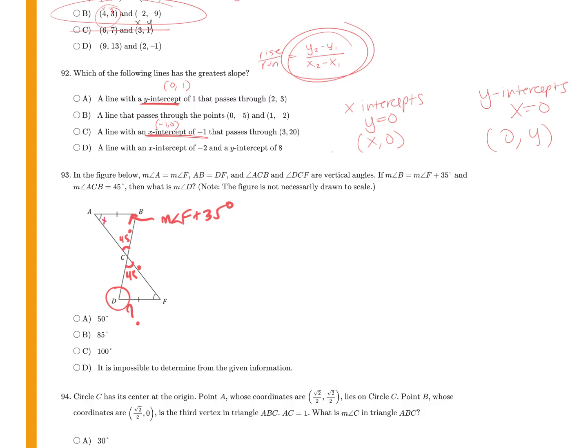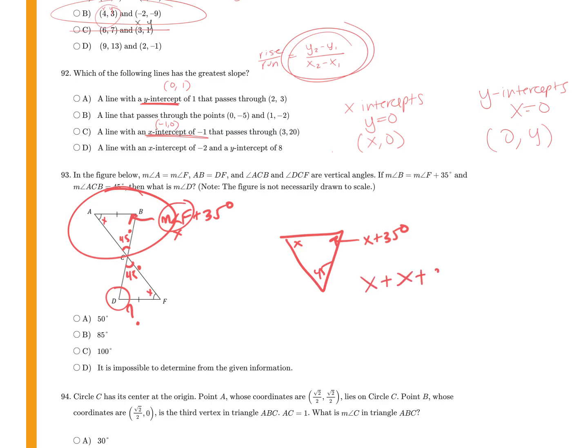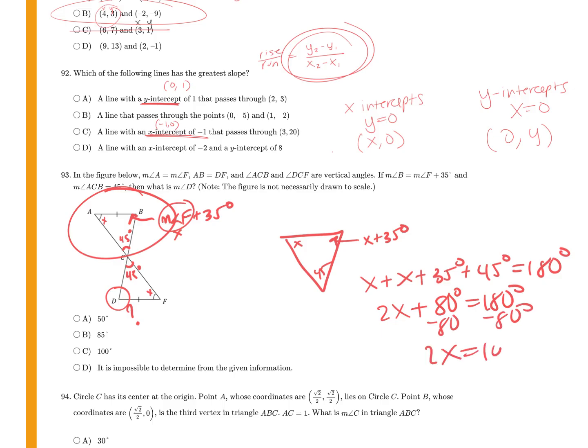Okay, so we don't know what A is, so we're going to put X. So that means F is also X. So that means this is X. So if we look at just this triangle right here, it's X. This one is X plus 35, and this one's 45. All three angles have to add up to 180. So that's 2x plus 80 equals 180. Subtract 80 from both sides. 2x equals 100. X equals 50 if you divide both sides by 2. So that means this angle is 50 right here.